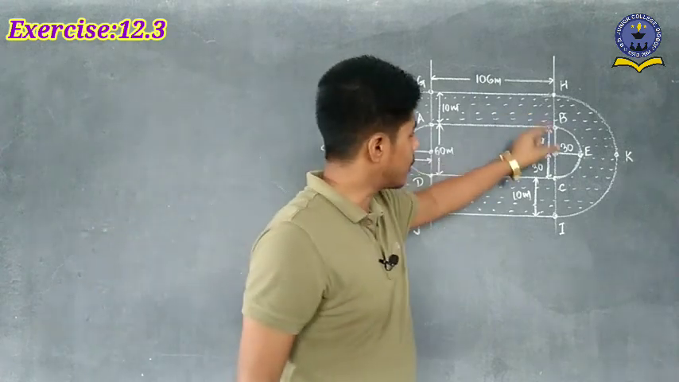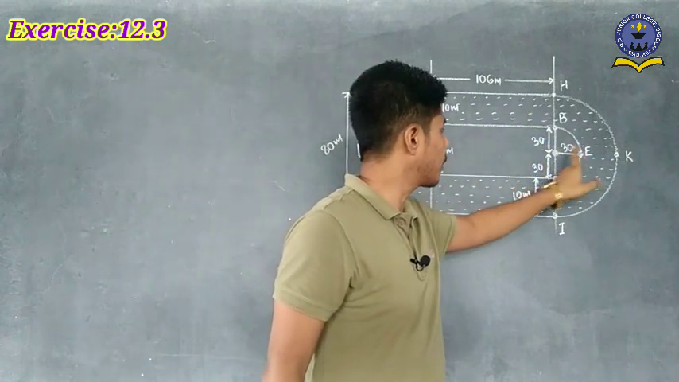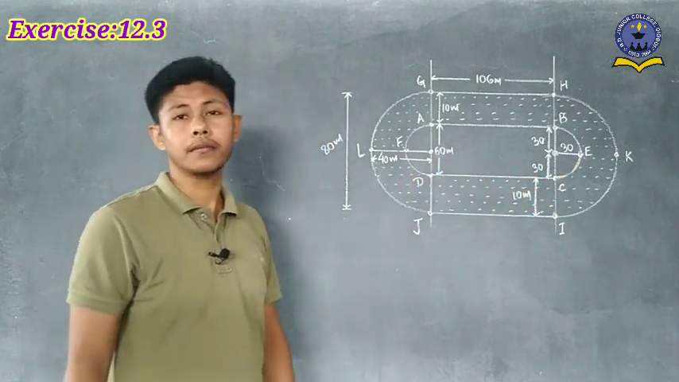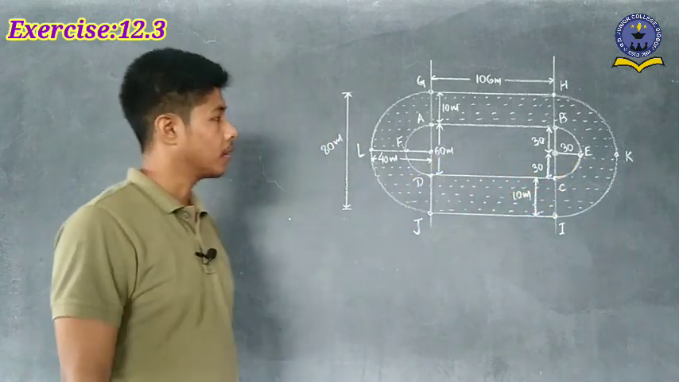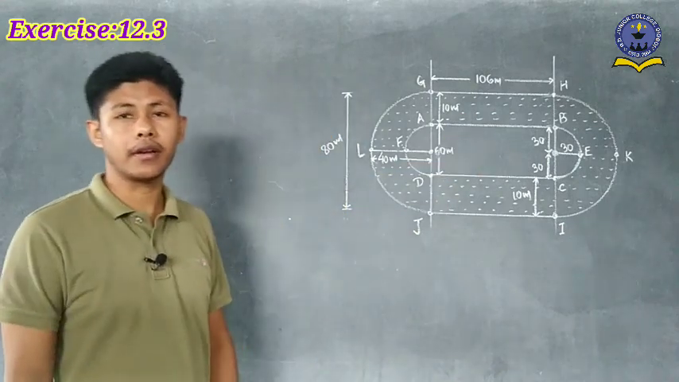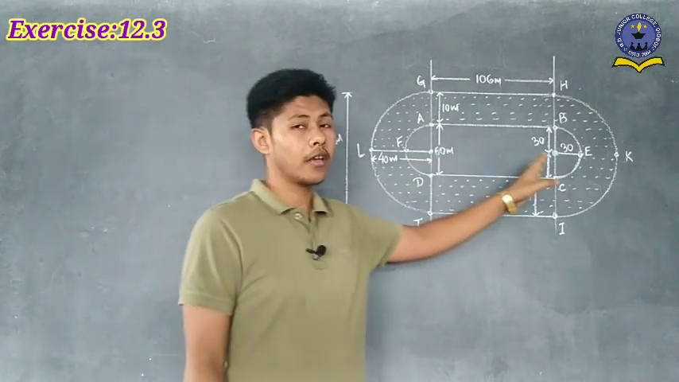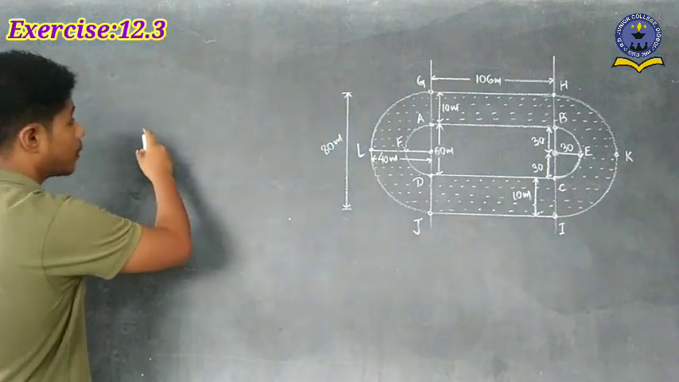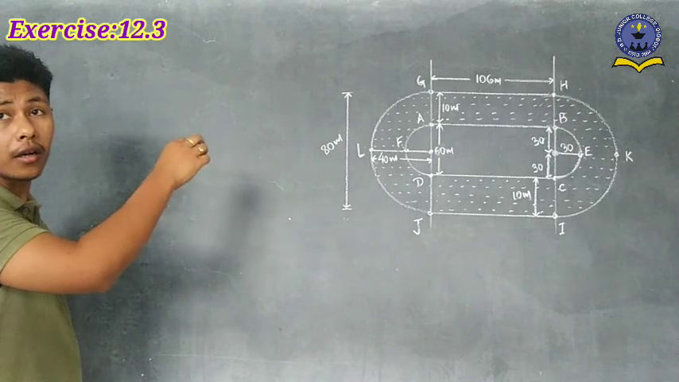If the radius is 30, that means up to this also it is 30, isn't it? So the radius we get here is 30 centimeter. Is it clear? Or 30 meter, I think. Yes, 30 meter here we get the radius.